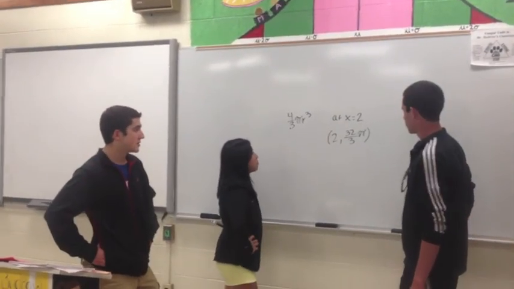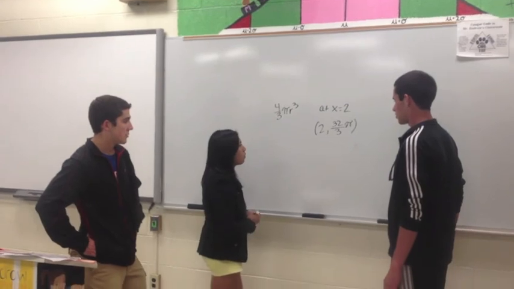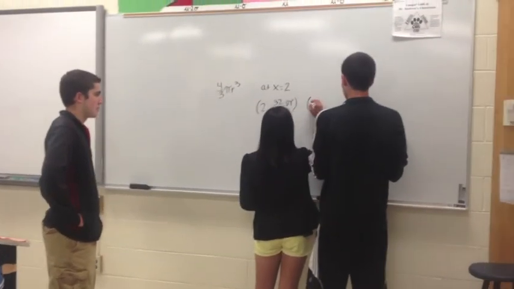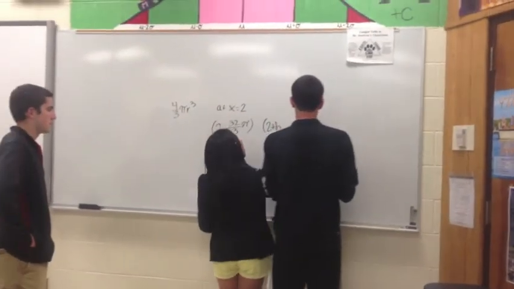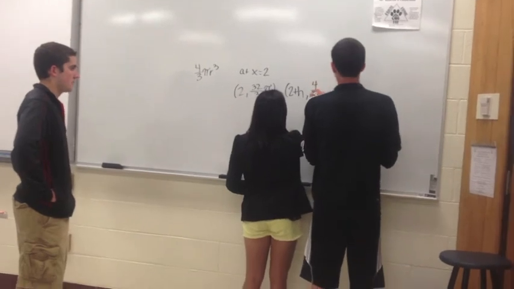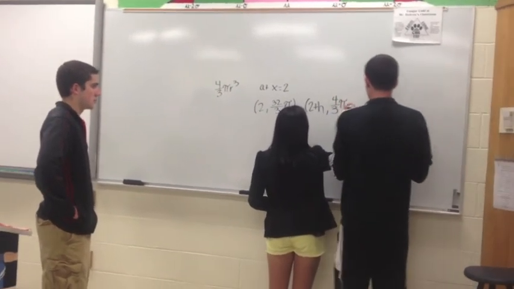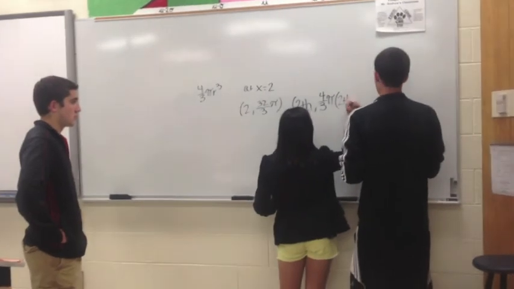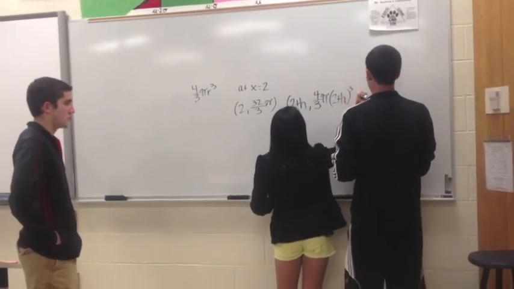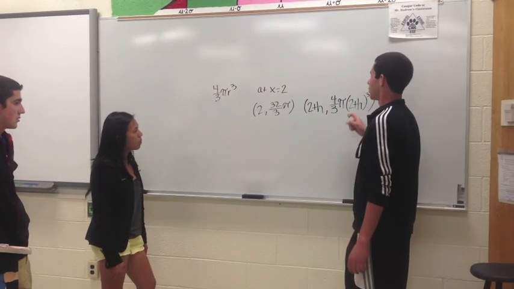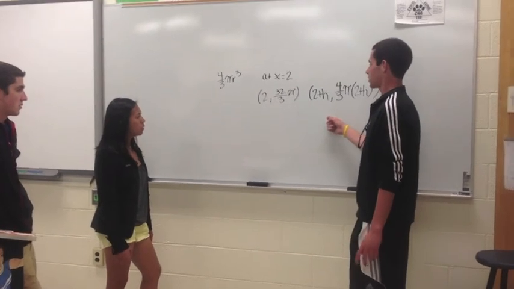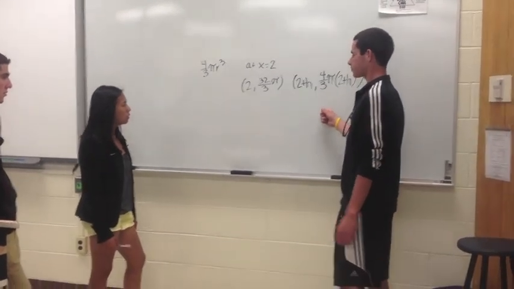Now you just add h to x to find the second point. 2 plus h. And 4/3 pi. Close. Cube. Okay. So now we just find the change in y over the change in x, and then set that to the limit as h approaches 0.